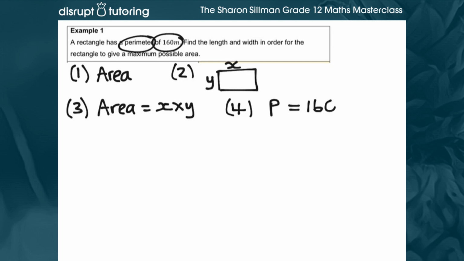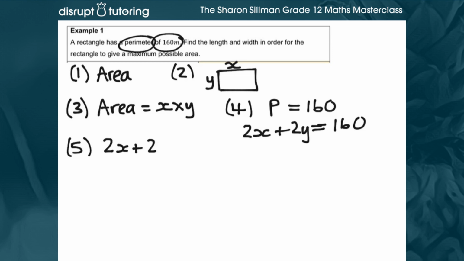And how do we find perimeter of any rectangle? We need 2 of the lengths plus 2 of the breadths. So perimeter is 2x plus 2y is equal to 160. We can simplify this. So point number 5 did tell us to take that equation, and I want to say again, you do not need to be writing all these points down. I'm just writing them down so you can link them back to the information I gave you.